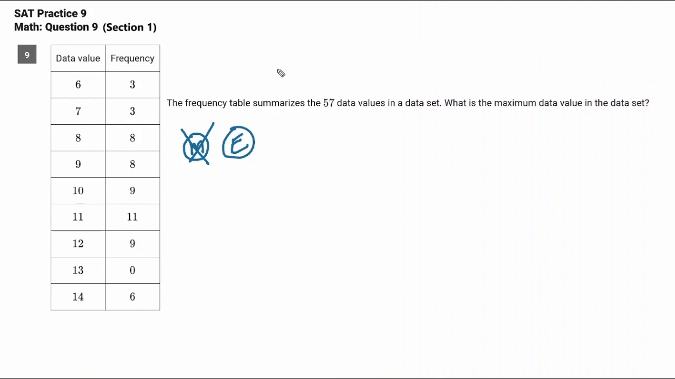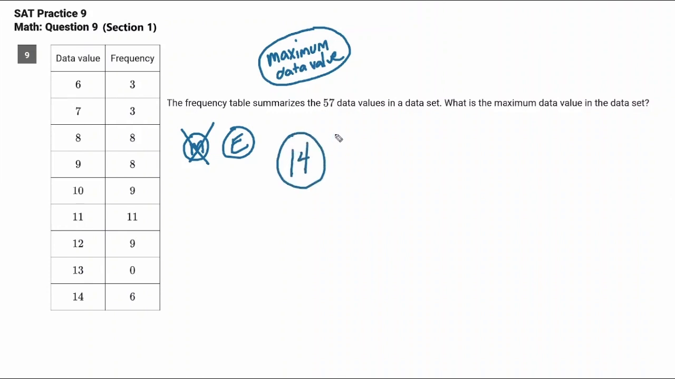There's a table. It says the frequency table summarizes the 57 data values in a data set. What's the maximum data value in the data set? So why not write down what we're looking for? And then from here, it's basically, can you read? You're looking for maximum data value. This says data value, so you're looking at this column. It says frequency, doesn't ask about that. What's the maximum number in this column? It's 14, so that's the maximum data value. You get this right in about 3 seconds and you move on.